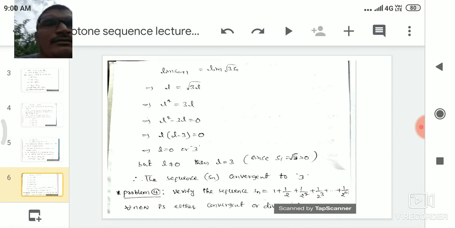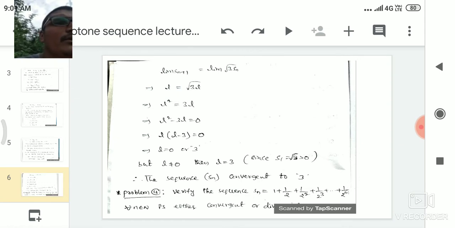Okay, you can do problem 4, that is verify whether the sequence Sn is equal to 1 plus 1 by 2 plus 1 by 2 square plus 1 by 2 cube plus dash plus 1 by 2 power n minus 1 is either convergent or divergent. So here we have to verify that the sequence is either convergent or divergent. That is enough to show that it is a monotone and bounded sequence. If it is a monotone and bounded sequence, then the given sequence is convergent, otherwise it is divergent.